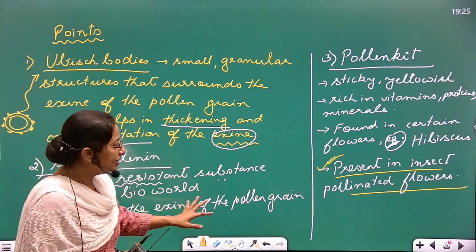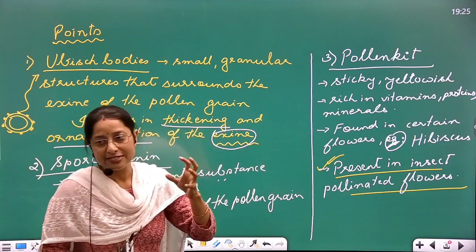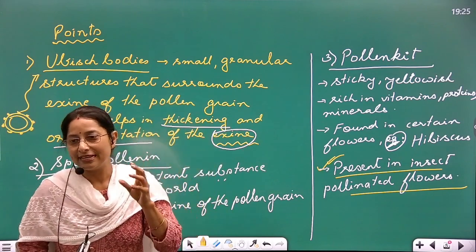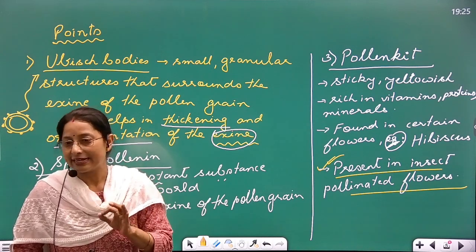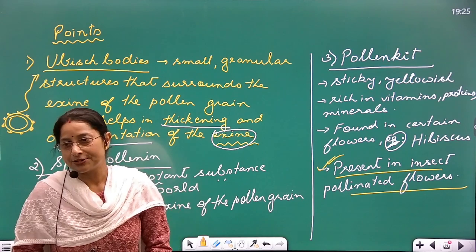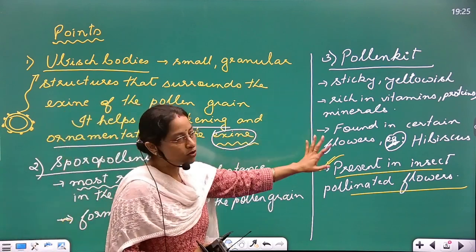So in this case, if you have a sticky substance, what will happen? In the anther, what will be there? Sticky pollen grains will be there. And with sticky pollen grains, what will happen? They will stick to the insect's body, and they will assist in pollination, right? So I think we understood what a pollen kit is.